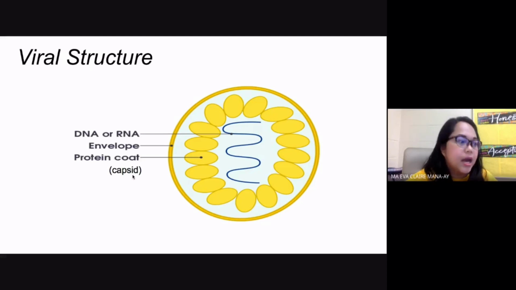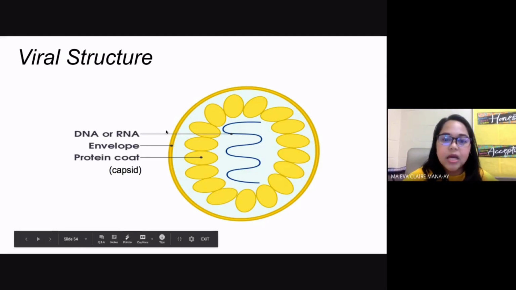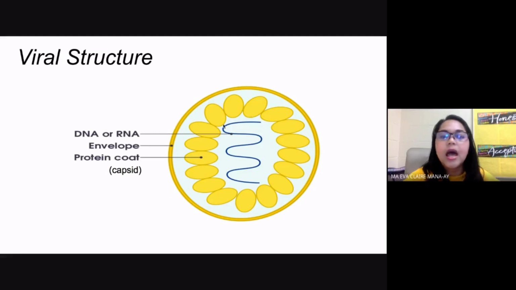Okay, any questions with regards to the viral structure? So again, we don't consider it a cell. It does not have the nucleus. It does not have any of the parts of the cell. It only has a covering, which we call the envelope. That's the boundary of your viral structure. There is a DNA or an RNA, not both of them, never both of them. And of course, protecting your DNA or your RNA is the protein coat, which you call capsid. So basically, it's a very simple structure for your virus.